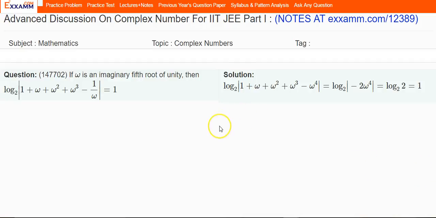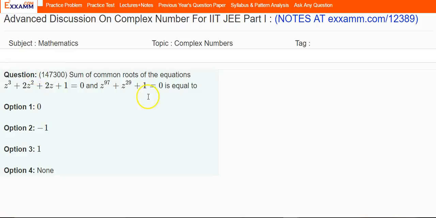Now let us take another example. In this example we are asked to find the sum of common roots of the equation. This and this may have so many roots, but this has only 3 roots. What are these 3 roots? To find those 3 roots, let us try to manipulate this, and we can say that this can be written as z cube plus 1 plus 2z, z plus 1.